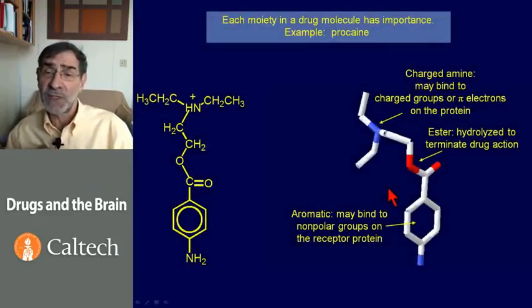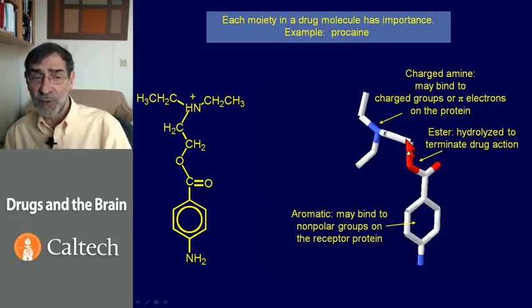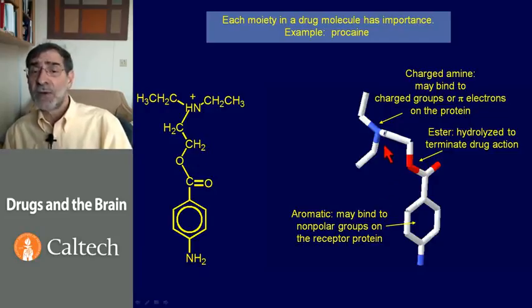And this will be to point out to you that in a drug molecule, each moiety, each part has importance. Here, for instance, we're looking at procaine. Procaine has lots of carbons. We usually don't show the hydrogens, but when they're important to show to make a principle, for instance, when we are showing hydrogen bonds, then we show them. Here is a nitrogen, here are a couple of oxygens, and here is the aromatic group. Here's another nitrogen.